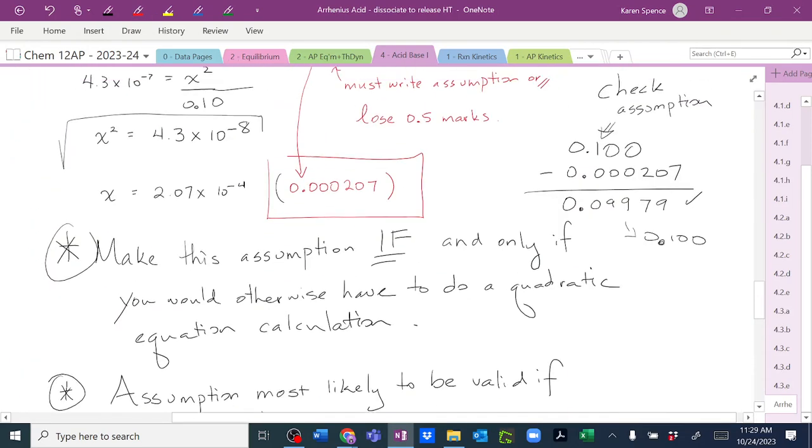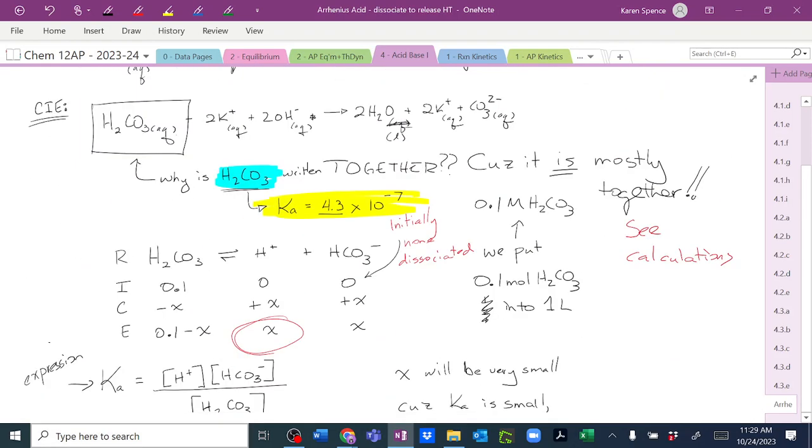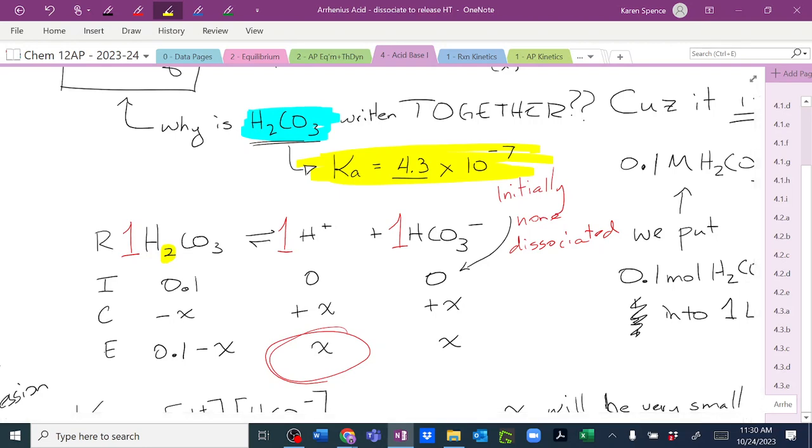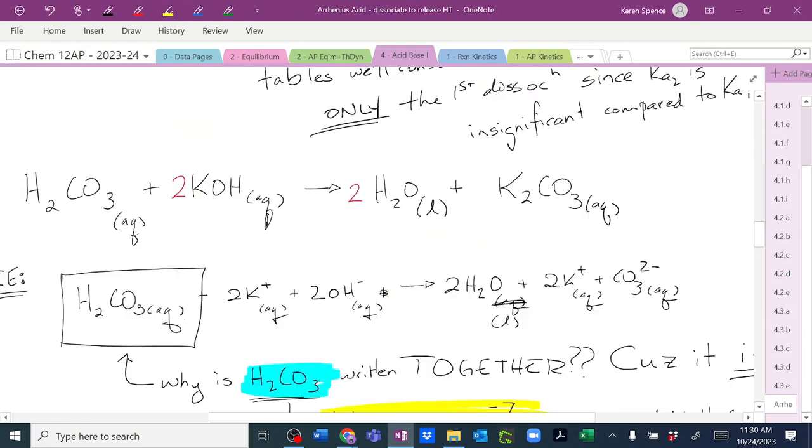Okay, the question is, do we always assume that the coefficients are 1, 1, and 1? And the answer is yes, we do, because even here in that previous example, you can see we have 2 hydrogens. But when we're doing a rice table, we only take off 1 hydrogen. And let's go back again and see why.